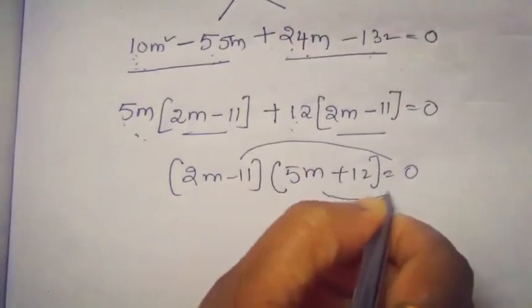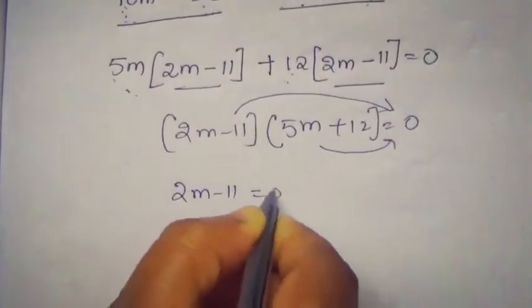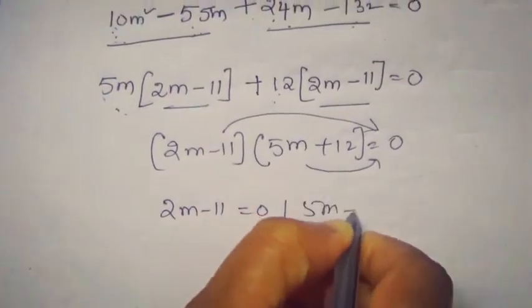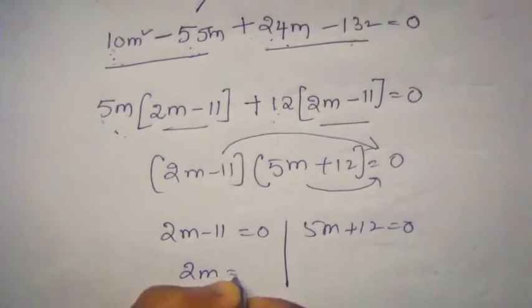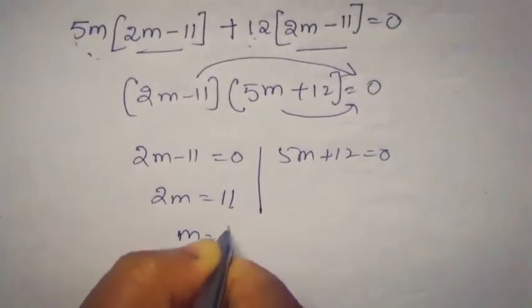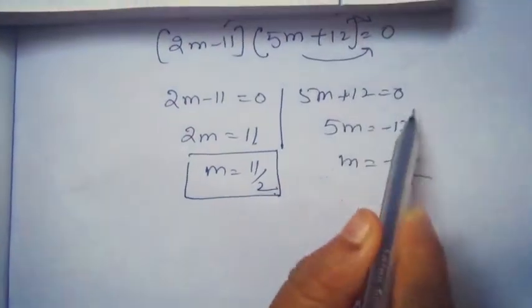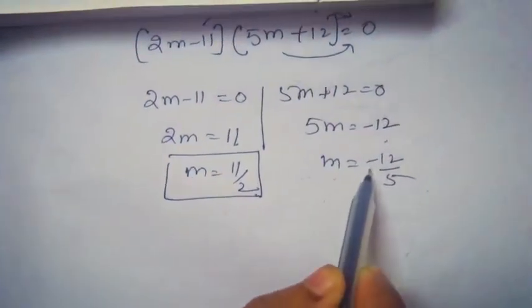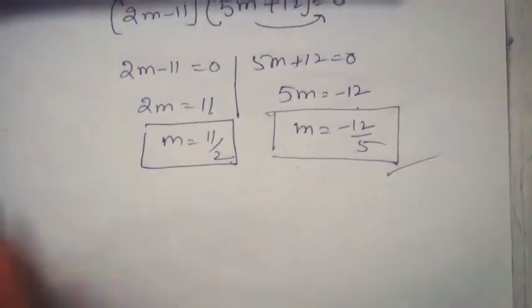So 0 has to be equated for both the terms. That is 2m minus 11 is equal to 0, and 5m plus 12 is equal to 0. 2m is equal to 11, so m is equal to 11 by 2. 5m is equal to minus 12, plus 12 goes to the other side and becomes minus 12. m is equal to minus 12 by 5. So here we have two values of this m.